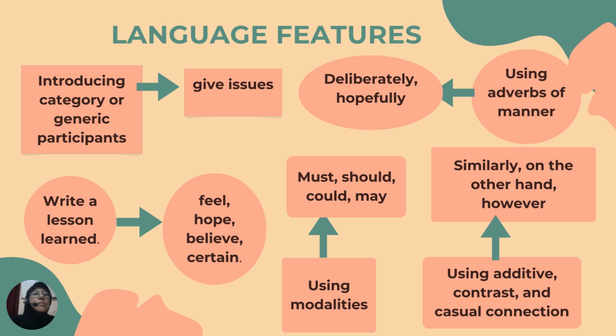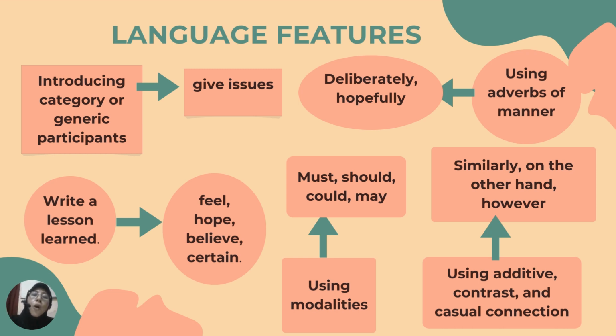Then number two, write a lesson learned. Usually we show it in the text by stating words like feel, hope, believe, and certain. If you find words like feel, hope, believe, and certain, absolutely those words can show us that the text also uses a lesson learned. And then the third, using modalities. If the text uses modalities, you can recognize it by words like must, should, could, may. This is using some modals.